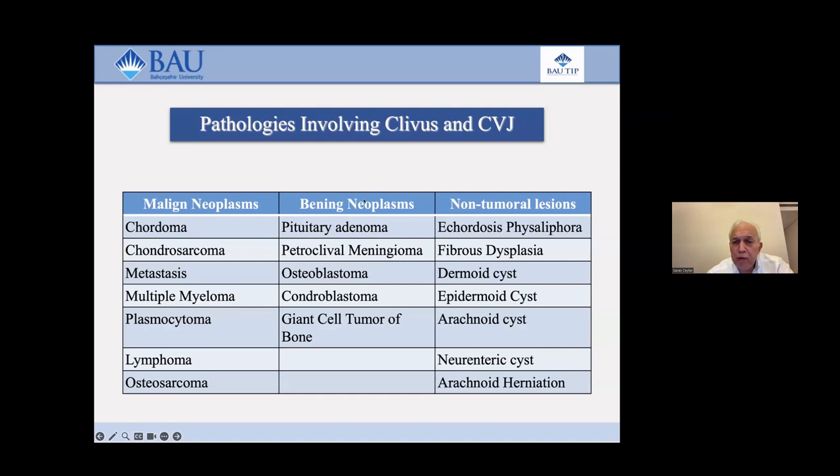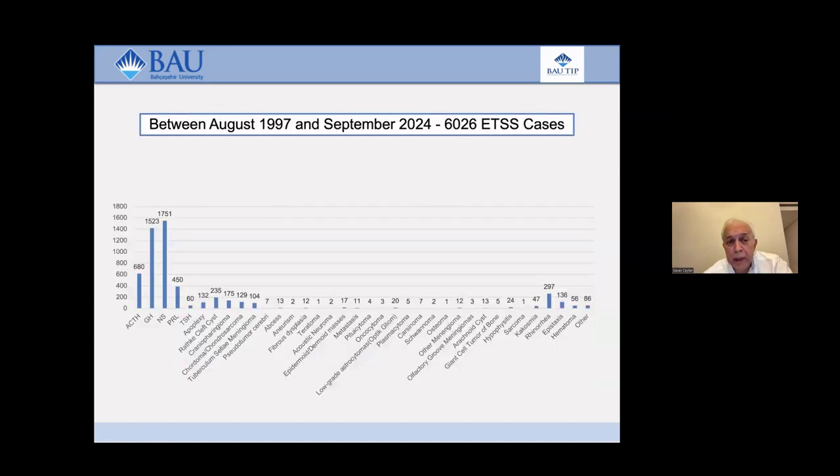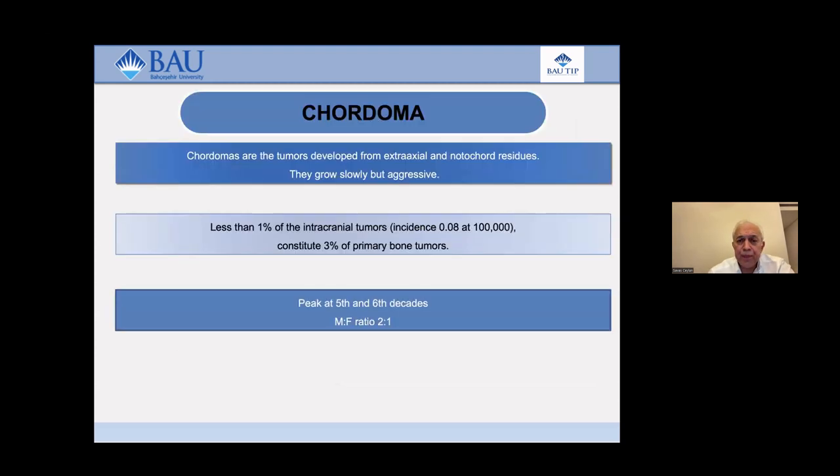Pathologies involving the clivus and craniovertebral junction include malignant neoplasms, most commonly chordomas and chondrosarcomas, as well as pituitary adenomas, petroclival meningiomas, and other non-tumoral lesions. The endoscopic approach has been performed in 6,000 cases in our clinic since 1997. The most common pathology is chordoma.